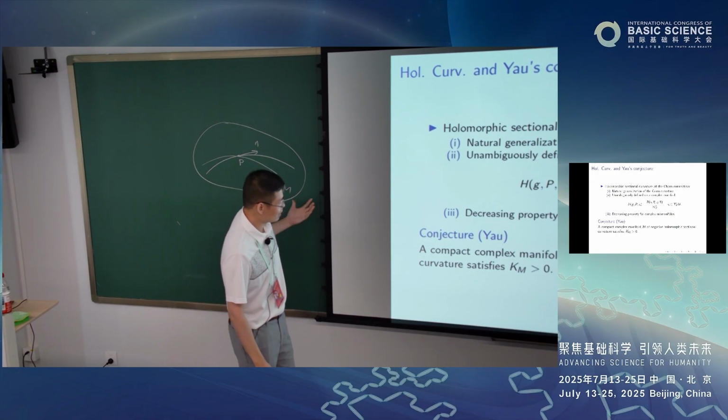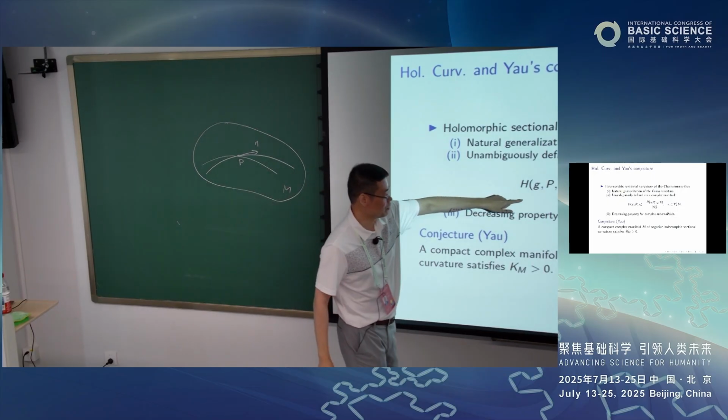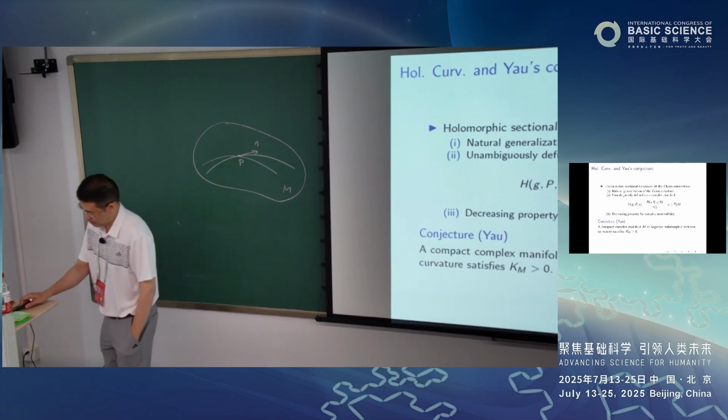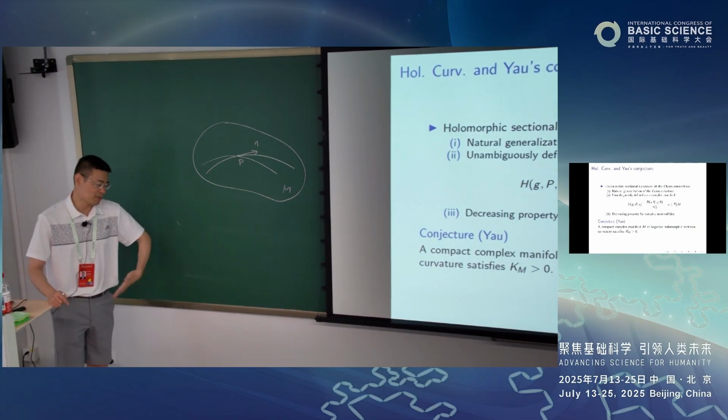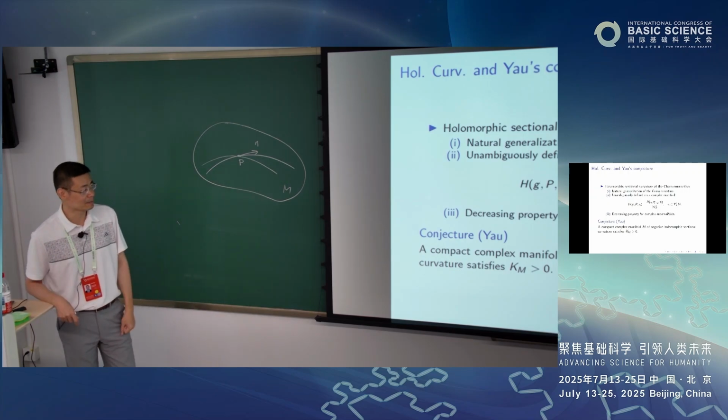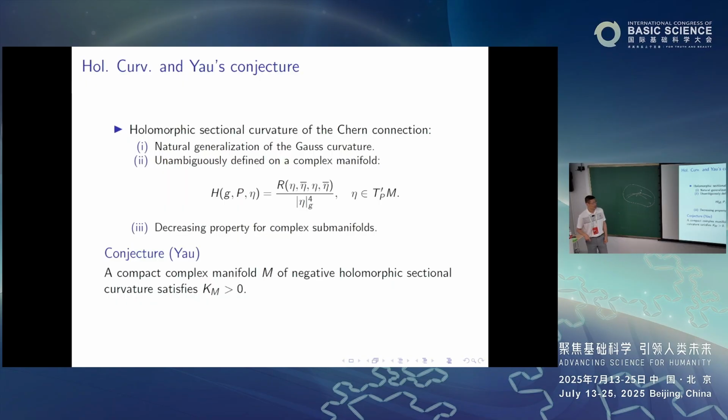Defining it this way coincides with the standard definition, due to the decreasing property of holomorphic sectional curvature for submanifolds. The submanifold curvature is always smaller because the second fundamental form has a sign. And it is unambiguously defined, because for a Hermitian metric in general you cannot swap the indices. For Ricci curvature you have several cases, and scalar curvature has two cases, but holomorphic sectional curvature is unambiguous.